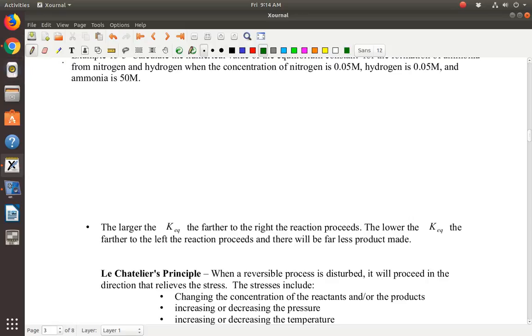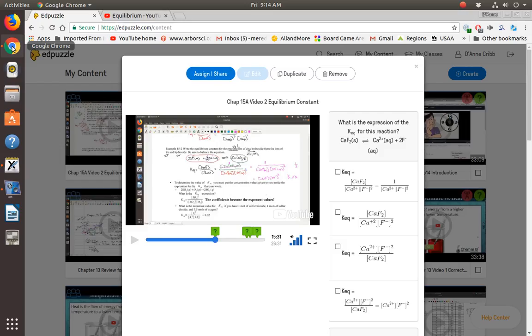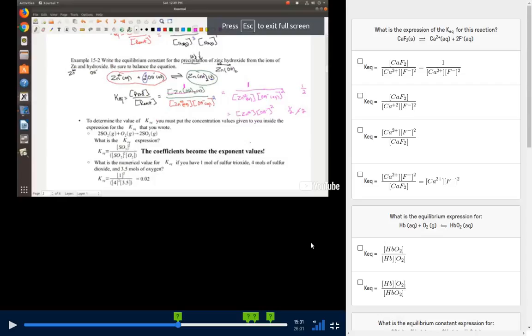But okay, so now that brings us back to the Ed puzzle. And now what we're going to do is go through these questions. All right, so here is the formula at the top. Okay, we have the solid. Now these are the reactants, and these are the products. And it's always products over reactants. So you had to figure out which one was the expression.